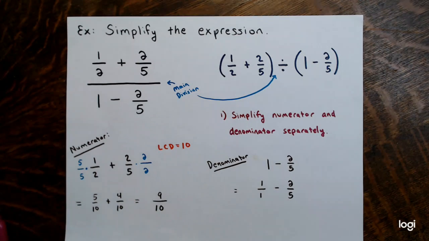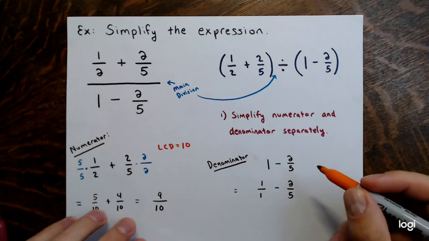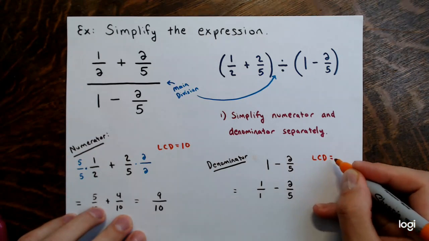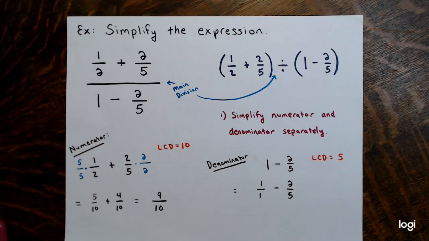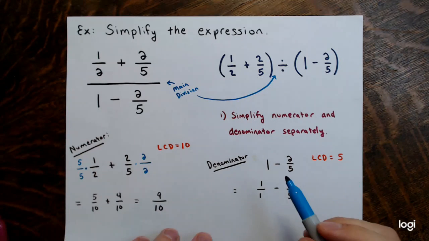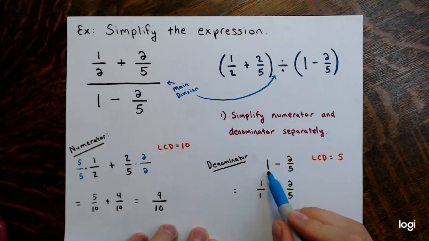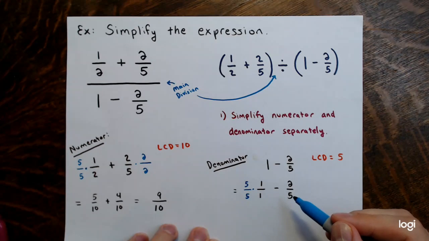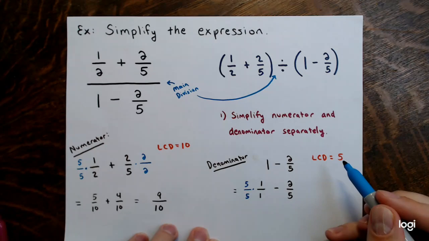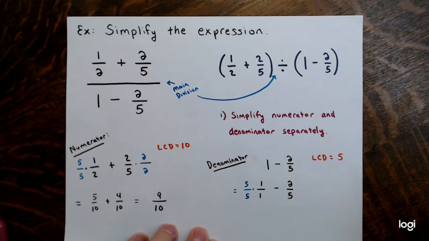The denominators are 1 and 5. So hopefully it's obvious that the least common denominator, the least common multiple of these two, is 5. Then I'm going to change the fractions to equivalent fractions with 5 as a denominator. For this first fraction, 1 over 1, I'm going to multiply the denominator by 5 to get the denominator to be 5, and you have to multiply the numerator by the same number as well. The other fraction, 2/5, already has a denominator of 5, so I don't need to do anything to that one.